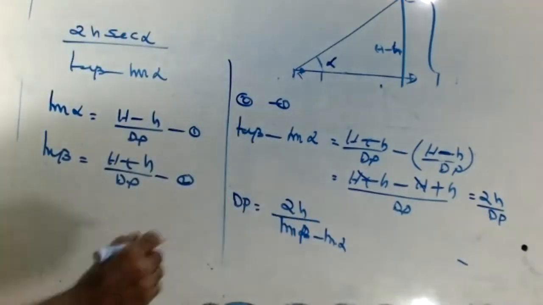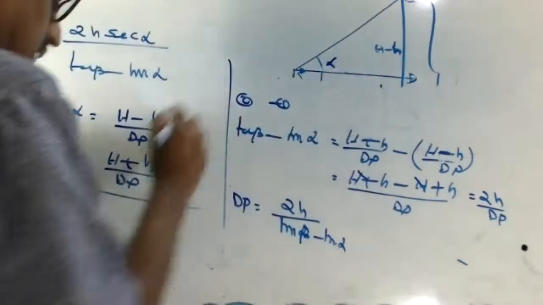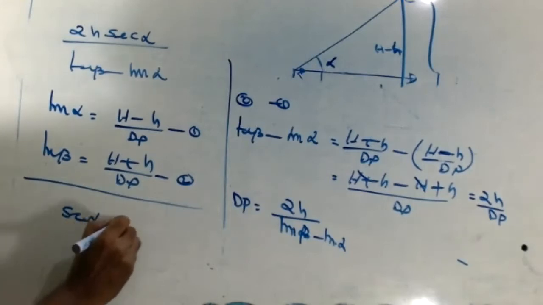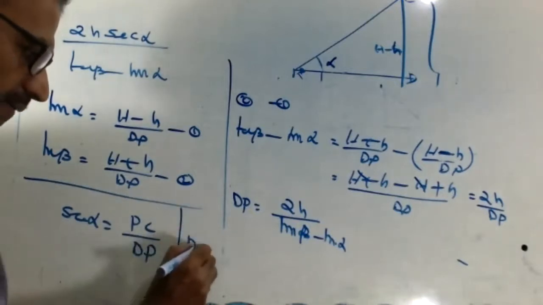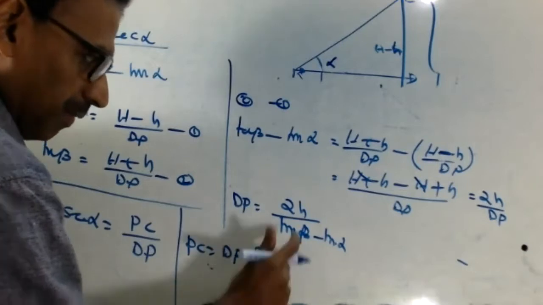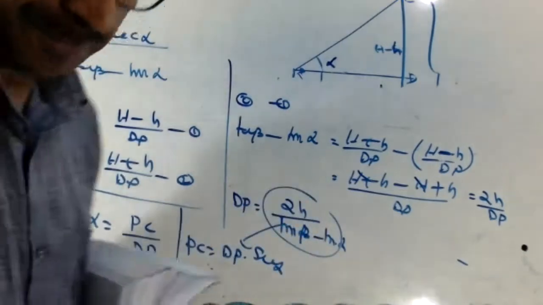After that, finally in triangle PDC, sec alpha equals PC divided by DP. Therefore PC equals DP into sec alpha. Paste this part here, and you get the answer. Okay, do it first.